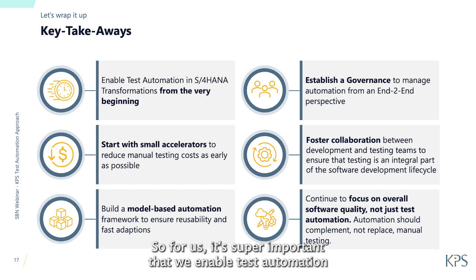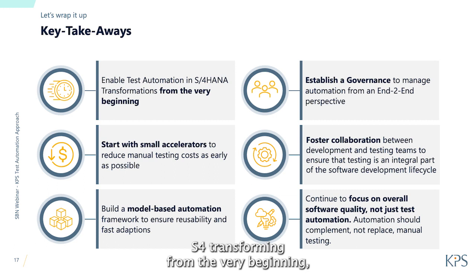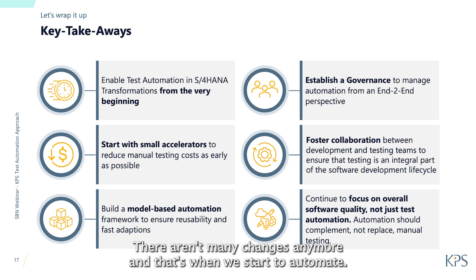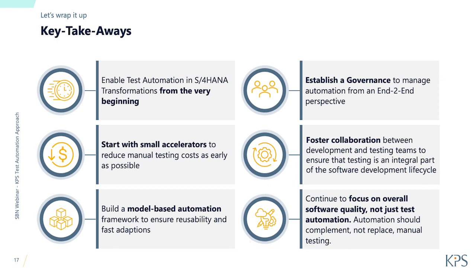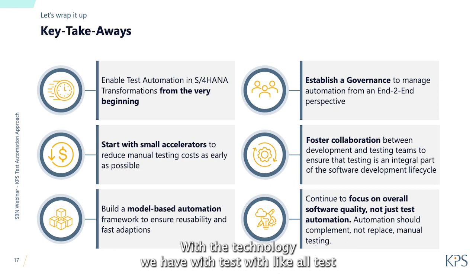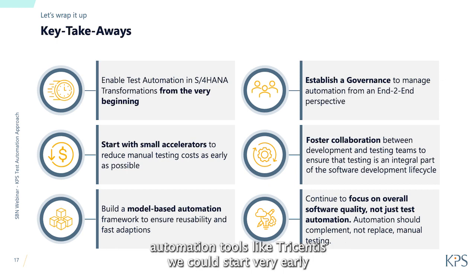For us, it's super important that we enable test automation for S4 transformation from the very beginning. I think we mentioned it a couple of times. Back in the days, there was that approach that we said, okay, the solution has to be very proven. There aren't many changes anymore, and that's when we start to automate. I hope you got that feeling today that this is not up to date anymore with the technology we have with test tools or test automation tools like Tricentis. We can start very early and support also during our first manual testing with test automation.